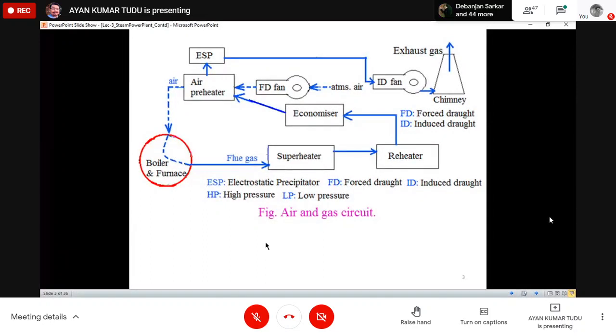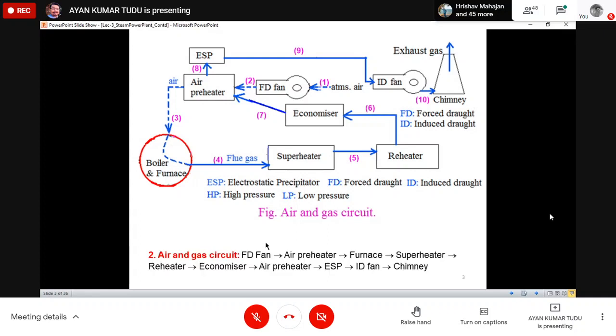What was our second circuit? If you recollect, it was our coal and ash circuit. Okay. So first is our atmospheric air, then the FD fan, then 3, 4. The sequence is given, and it is written below the slide: the air and gas circuit. Okay. So the next slide is the coal and ash circuit.